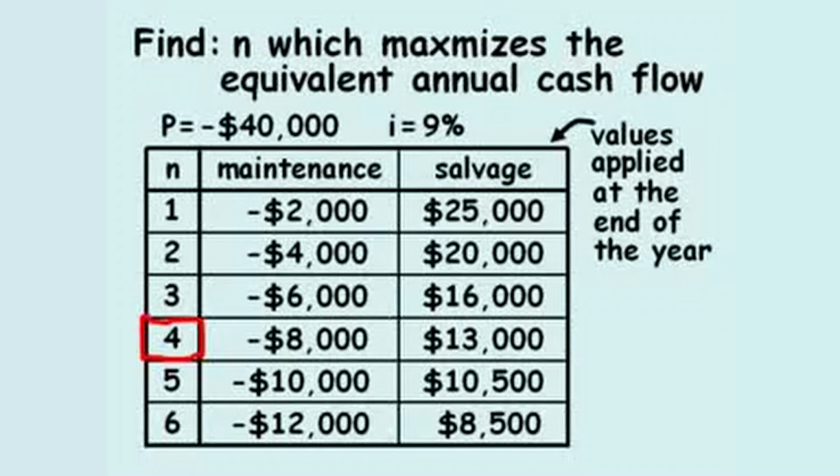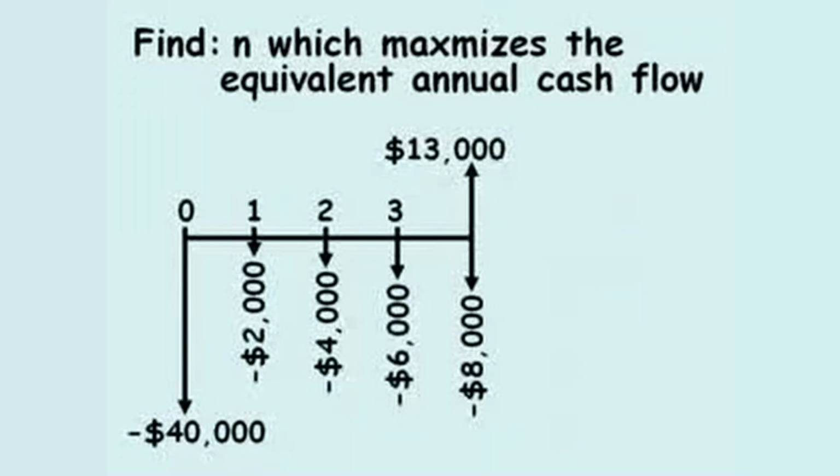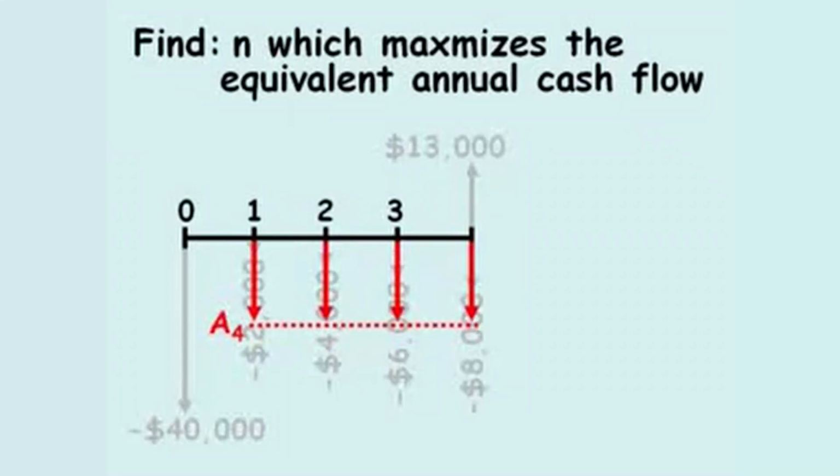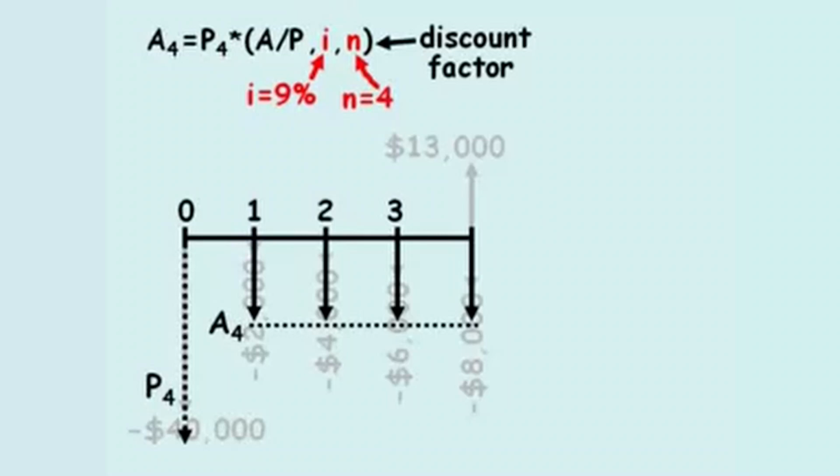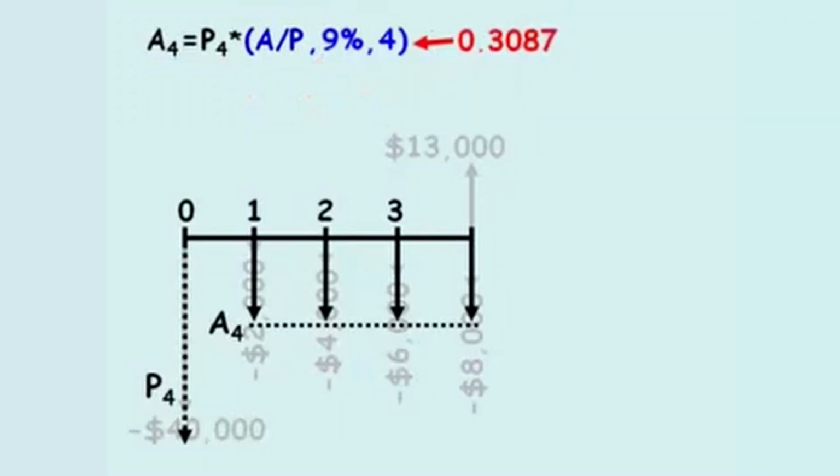This time, our cash flow diagram will include a 4th year of values, and the equivalent annual cash flow, A4, will be paid back over 4 years instead of 3 years. The equation for A4 equals the equivalent 4-year present value times the appropriate discount factor. Using 9% for I and 4 for N, the discount factor equals 0.3087.